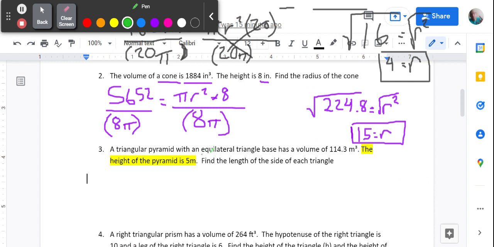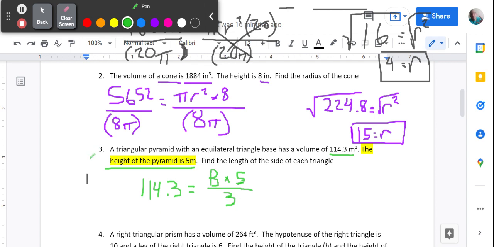Let's go talk about number 3. So, a triangular pyramid with an equilateral triangle base has a volume of 114.3 meters cubed. The height of the pyramid is 5 meters. I apologize for not doing that, but we fixed it. So, pyramid volume formula is what? Volume is equal to base area times height, which is 5, divided by 3. So 114.3 equals b times 5 divided by 3.